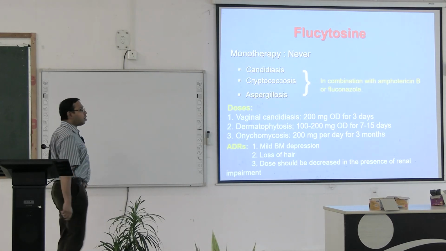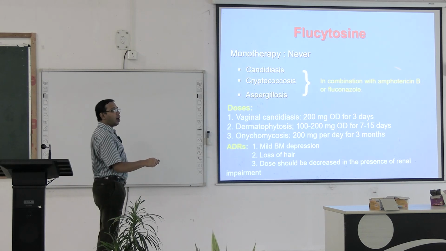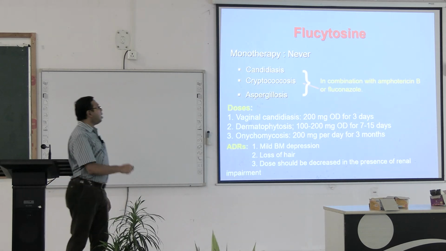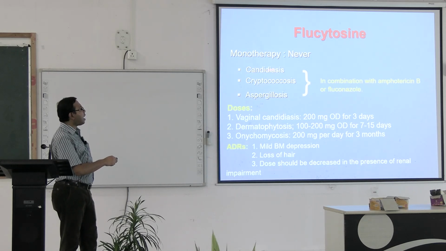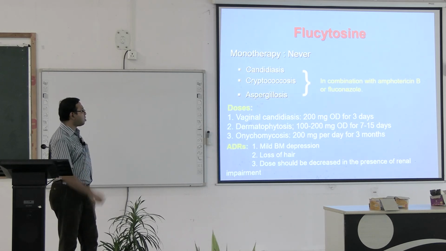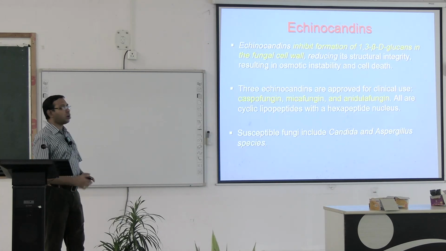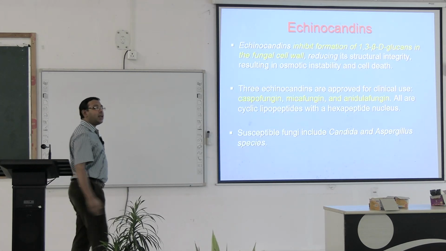Usually monotherapy is not given. It is usually given in combination with Amphotericin B or Fluconazole or Voriconazole, usually used for invasive candidiasis, cryptococcosis, aspergillosis. So these are the different drugs, different doses. This is not needed. Next, coming to the echinocandins.